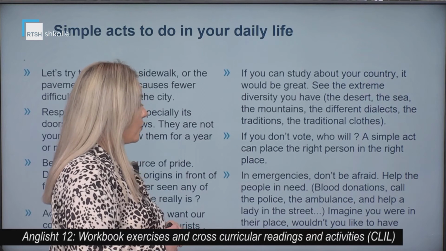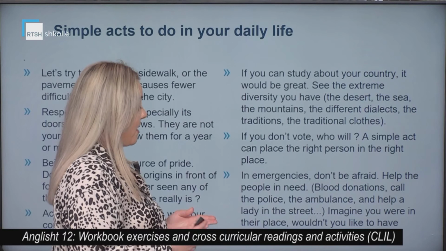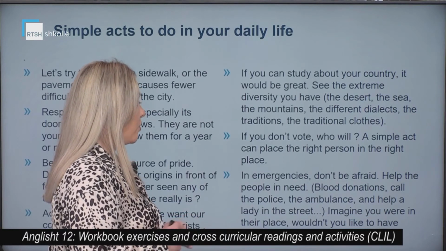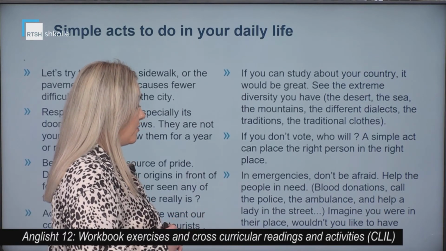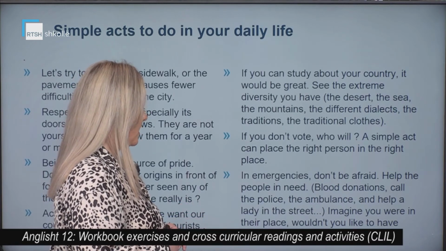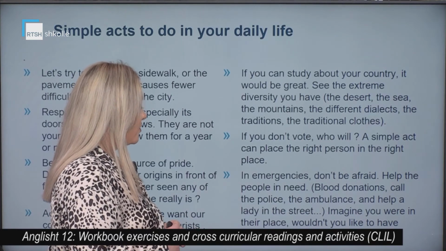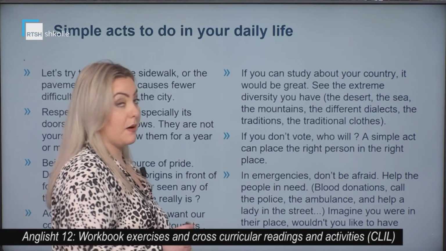If you don't vote, who will? A simple act can place the right person in the right place. In emergencies, don't be afraid. Help the people in need. Blood donations, call the police, the ambulance, and help a lady in the street. Imagine you were in their place. Wouldn't you like to have other people standing by your side?